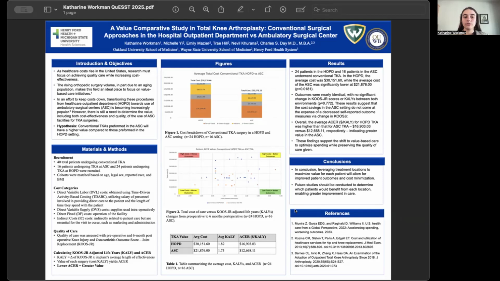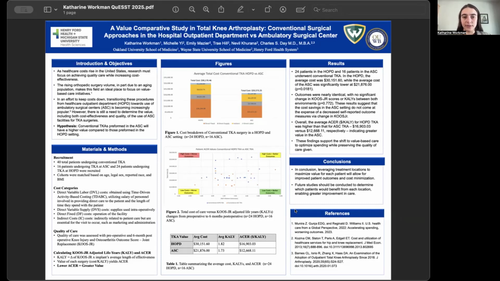So for the value of each surgery, we measured that with what's called an ICER, which includes the cost for those variables we just talked about divided by the QALY. And so a lower ICER means that there is greater value to the procedure.